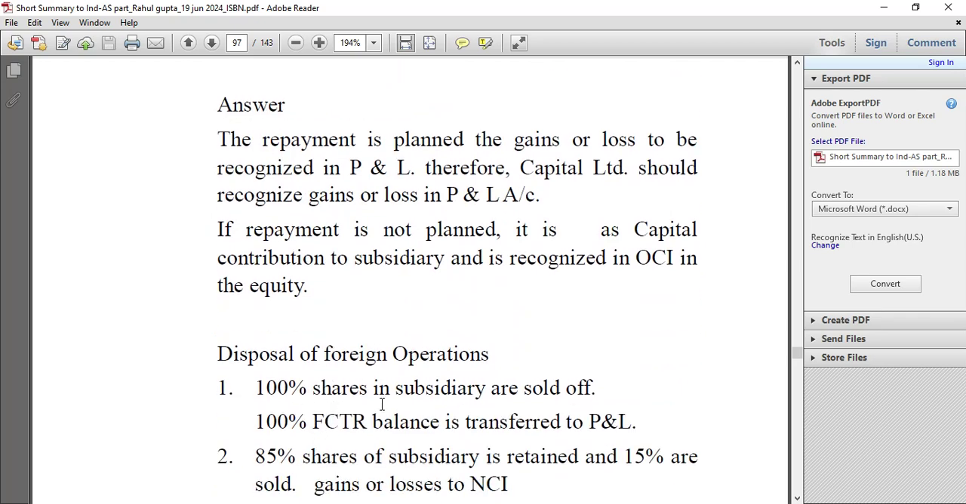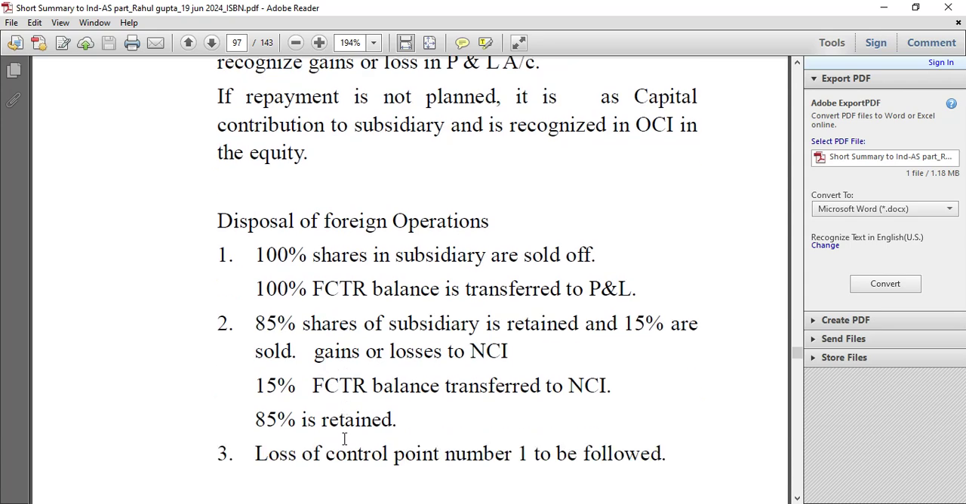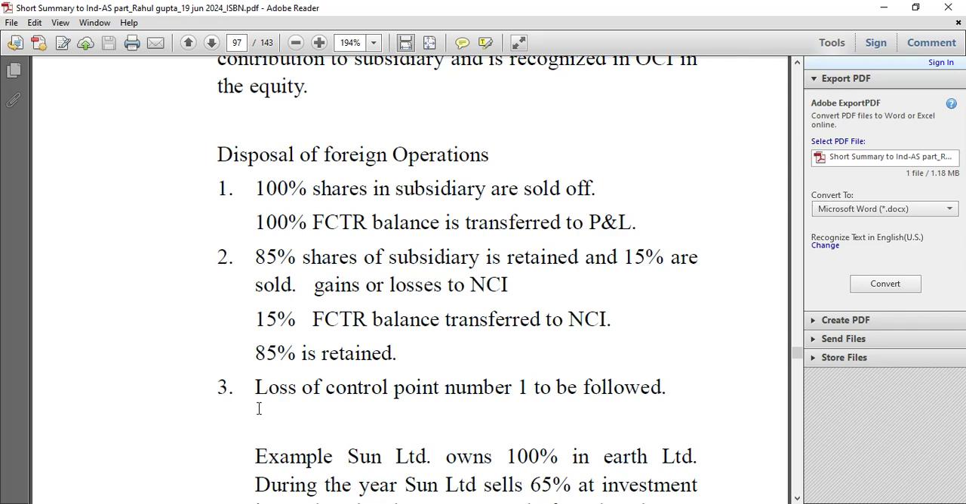If 100% of shares in the subsidiary are sold off, the 100% FCTR balance is transferred to P&L. If 85% of shares in the subsidiary are retained and 15% are sold off, then the gain or loss goes to NCI: 15% of the FCTR balance is transferred to NCI and 85% is retained. Loss of control: point number one is to be followed.